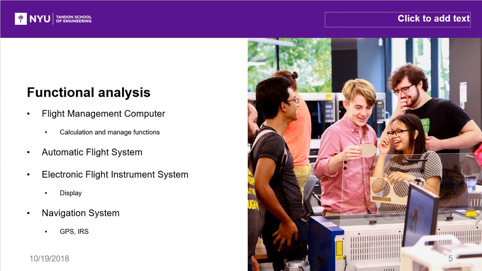The next one is the navigation system. The navigation system receives different information from the AFS, which is the automatic flight system, and then it can locate the aircraft's location, and then send the information to the flight management computer and let the FMC calculate the best way for the aircraft.